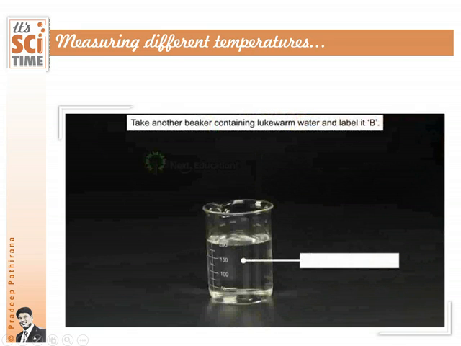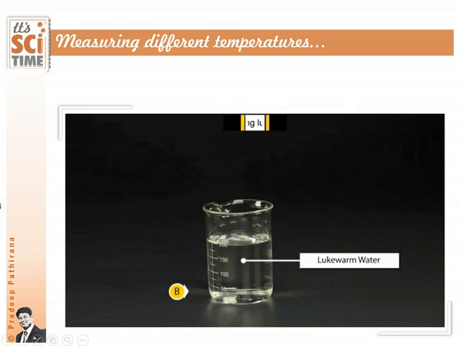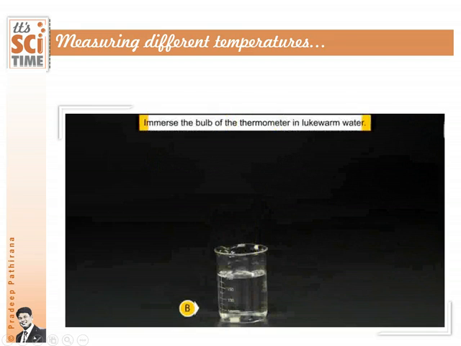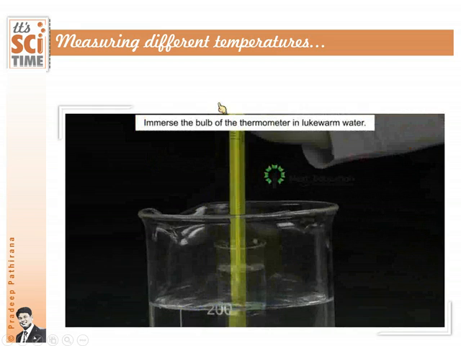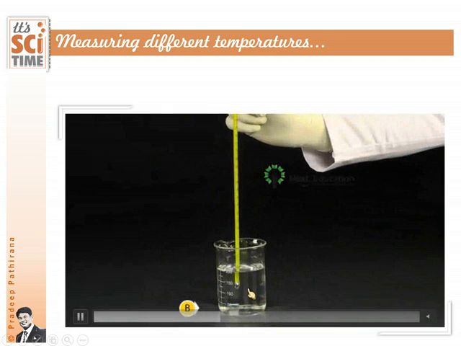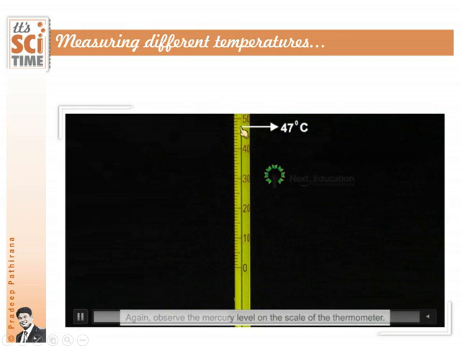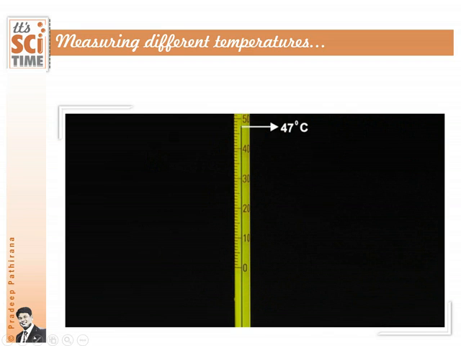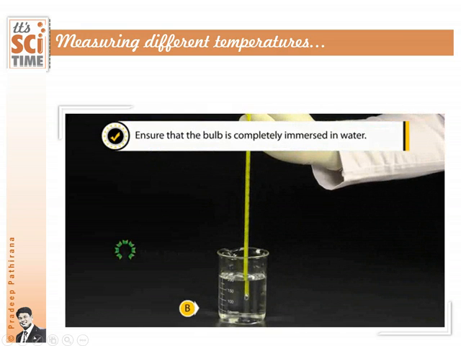Now let's measure the second one, lukewarm water, the mild warm water. This time again sink in the bulb. Remember, you must immerse the thermometer bulb fully in that one. So the reading is 47 degrees Celsius. Next, it's completely immersed in water here.